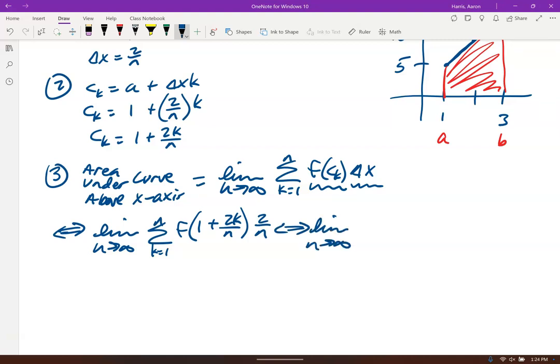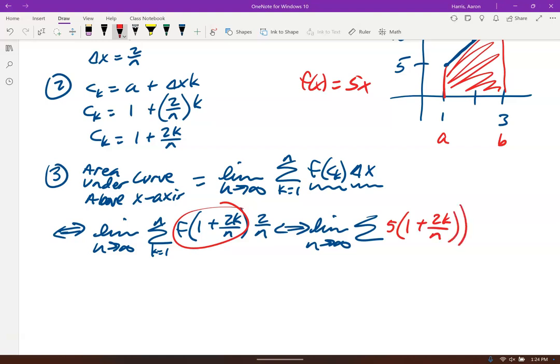So I'm going to plug the 1 plus 2k over n into f. Remember, f of x was 5x, right? So this will be 5 times 1 plus 2k over n. That's my f of xk, and then my delta x is the 2 over n here.